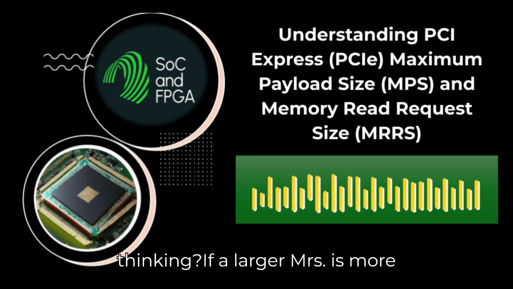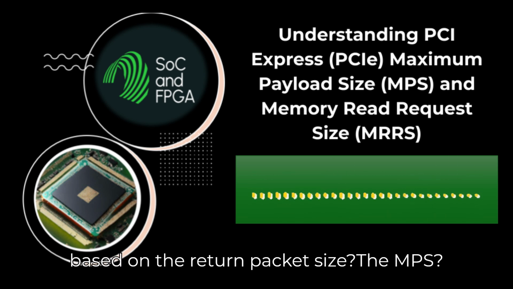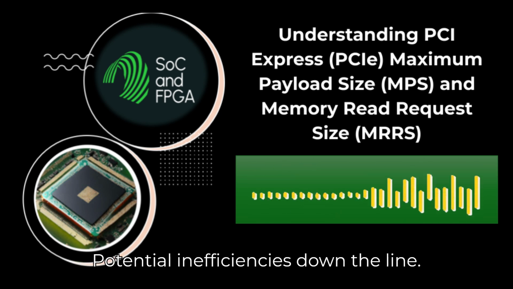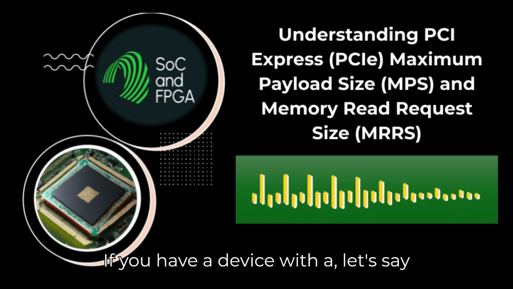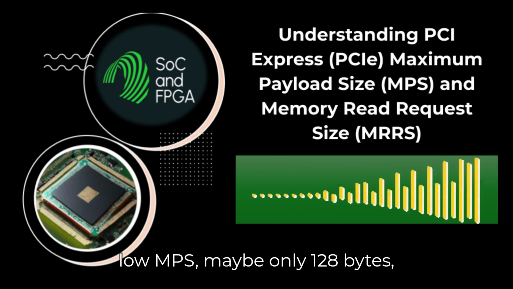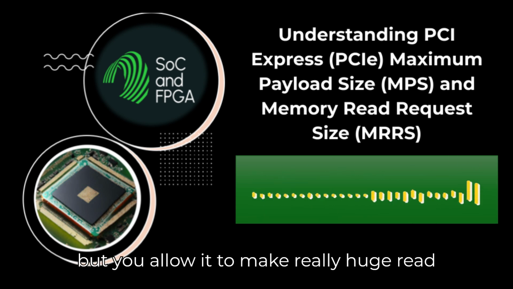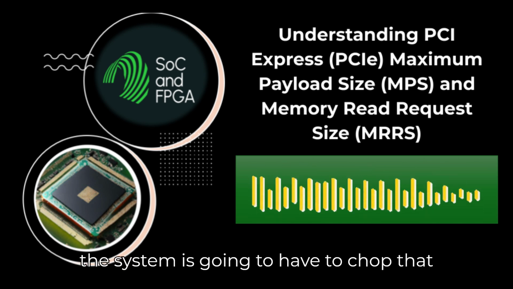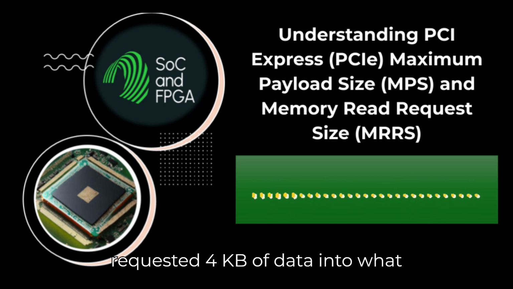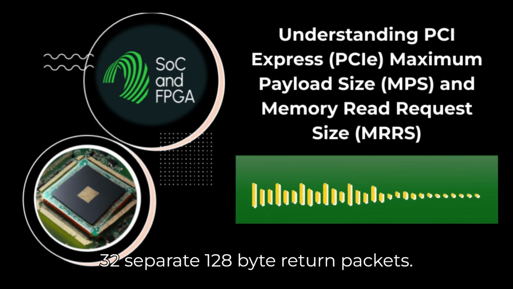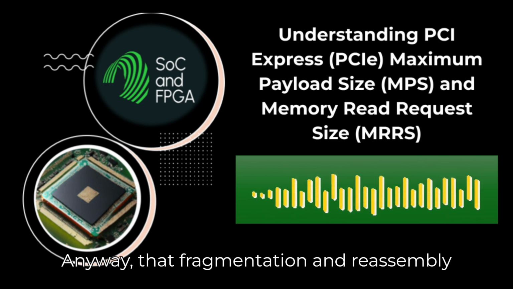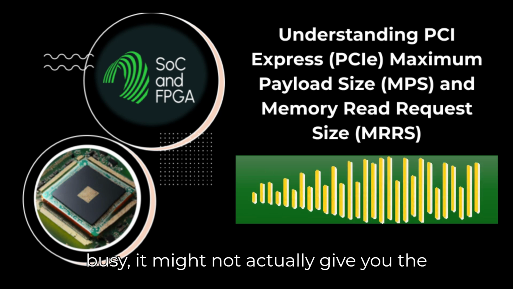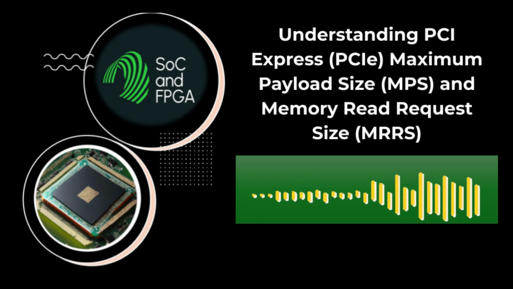If a larger MRS is more efficient for the request, why limit it based on the return packet size, the MPS? Well, the rationale is about preventing potential inefficiencies down the line. If you have a device with a, let's say, low MPS, maybe only 128 bytes, but you allow it to make really huge read requests because its MRS is set very high, say 4096 bytes, then the system is going to have to chop that requested 4KB of data into 32 separate 128-byte return packets anyway. That fragmentation and reassembly process could potentially add complexity or latency, especially if the system is busy. It might not actually give you the best overall throughput or responsiveness in that specific scenario.